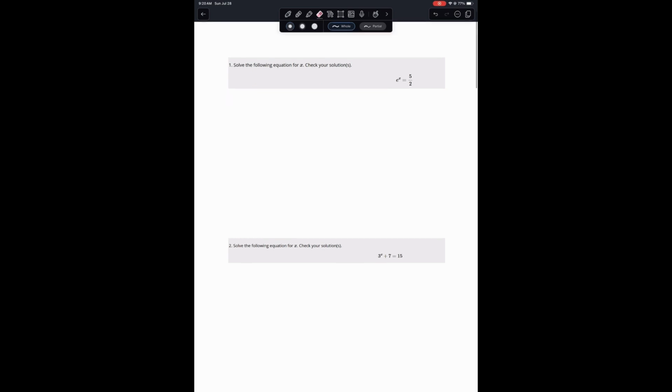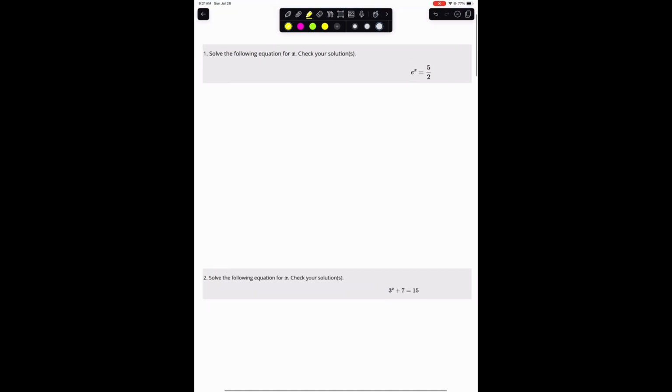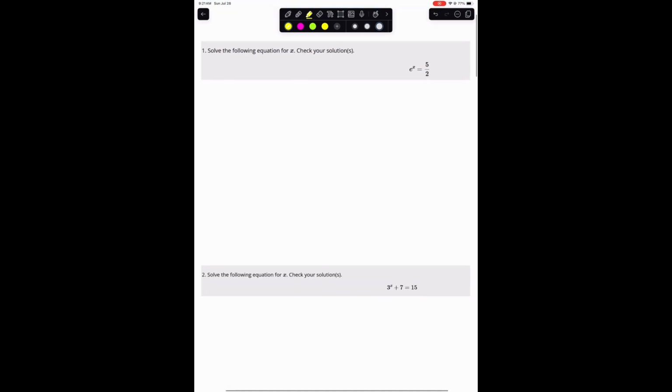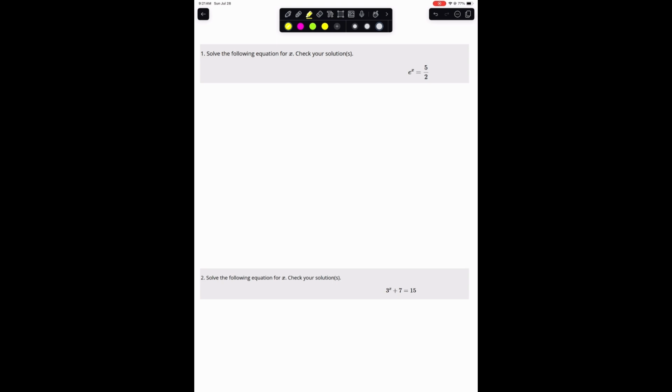Okay. So let's start with question 1. We're going to solve for x and make sure the solution makes sense. So e to the x equals 5 halves. Remember that e is not a variable, right? e is just a constant. So in this case, our variable is the exponent, and to isolate this exponent, we need to take the natural log of both sides.